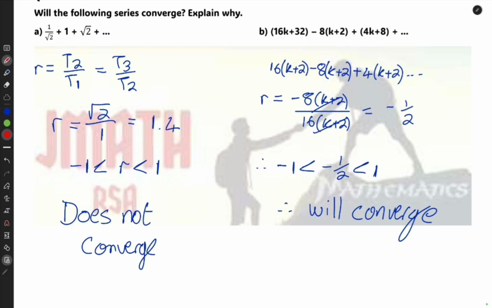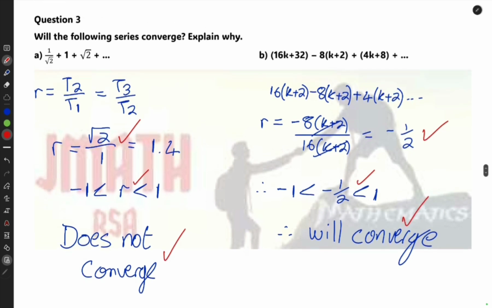Let's see where you would get your marks. You'll definitely get your marks for finding r, and then for just getting it into decimal parts, and then for writing this and saying it does not converge. On the other side, for r, putting it in between the restrictions and saying it will converge. So that is how I would get my marks with this question. Let's look at the last two.